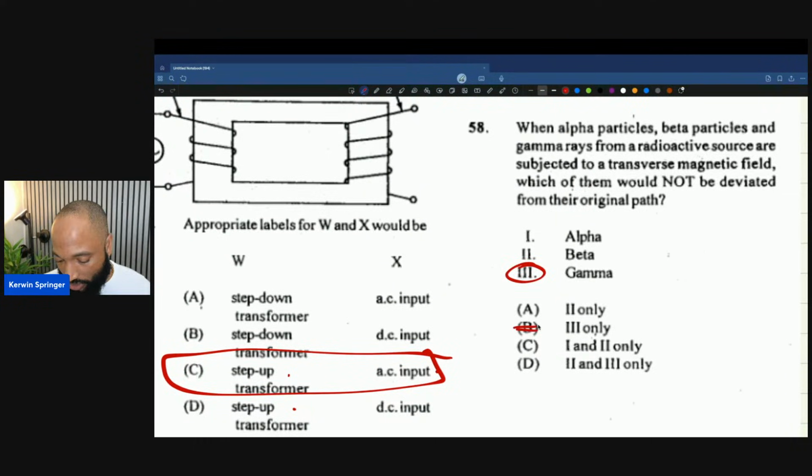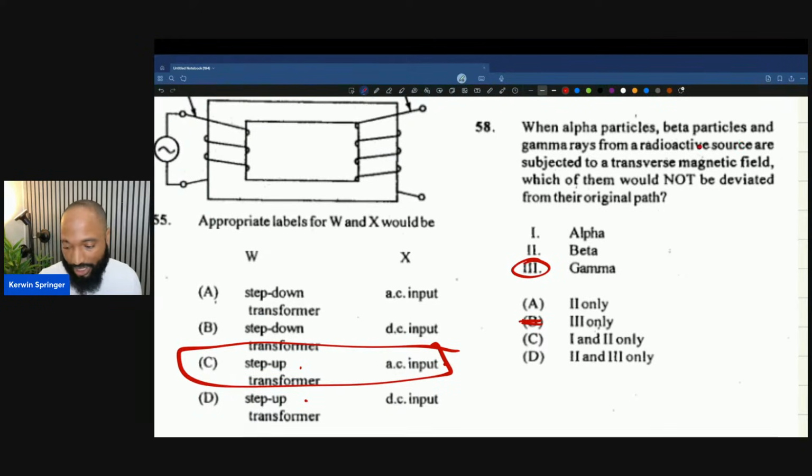Gamma, because he has no charge. Wait, what? Magnetic? Yeah, Gamma. Gamma really wants nothing to do with that. Alpha and beta can take a little move here and there, moving to and fro. But Gamma is not moving anyway. And it depends on a transverse magnetic field, that's at 90 degrees. Very good.